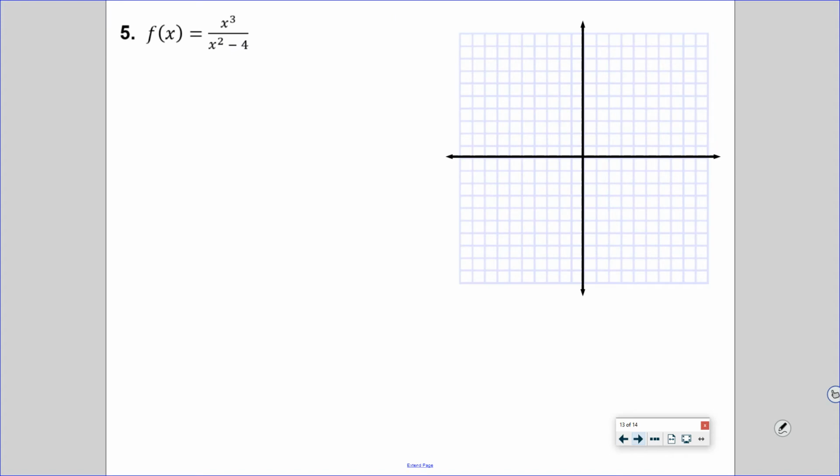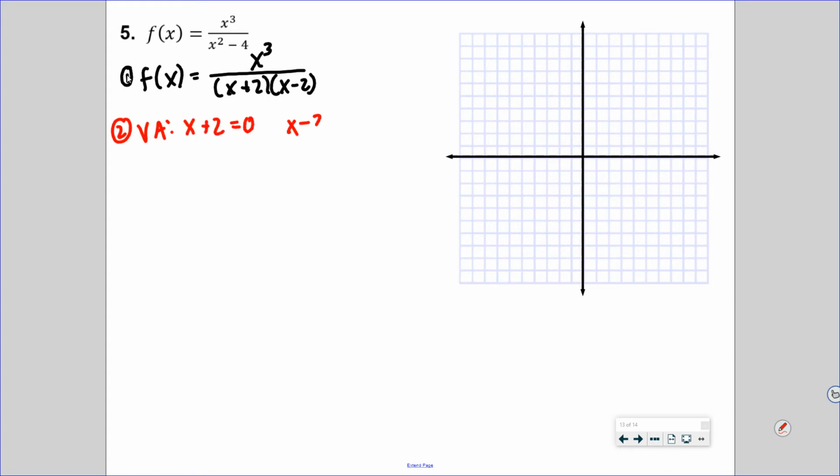Can this one be simplified? Yeah. Difference of squares. Oh, I see it. Difference of squares. However, nothing cancels. No problemo. That just means we're going to have a couple vertical asymptotes here, at -2 and 2. Cool. Let's try that again.